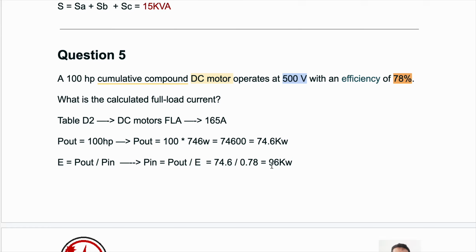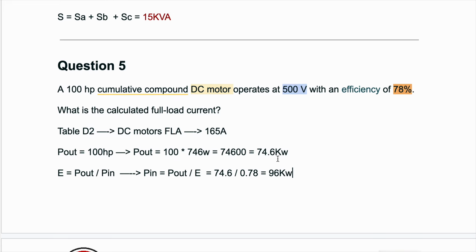So 96 kilo, because in this question they tell us about the efficiency of the motor, but they didn't tell us about the power factor. So here we assume that the power factor is 1, unity, and I can write it as kilowatt or kilovolt-ampere, no difference. But if they also give the power factor of this motor, we need to add it to our calculations.